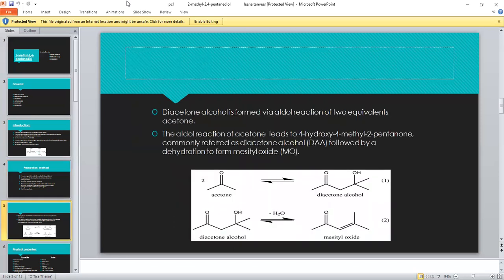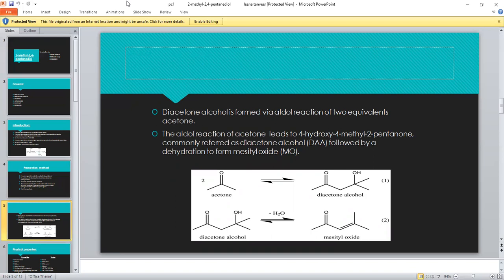The question arises: how is diacetone alcohol produced? The diacetone alcohol is formed by the aldol reaction of two equivalents of acetone. Aldol reaction means forming a carbon-carbon bond. The aldol reaction of acetone forms 4-hydroxy-4-methyl-2-pentanone, which is commonly known as diacetone alcohol. The diacetone alcohol formed is followed by a process of dehydration and forms acetyl oxide. Dehydration is a chemical reaction that involves the loss of water from a molecule or ion. The acetyl oxide formed is also a chemical compound.